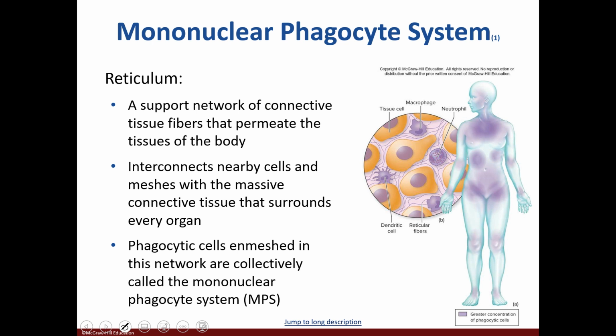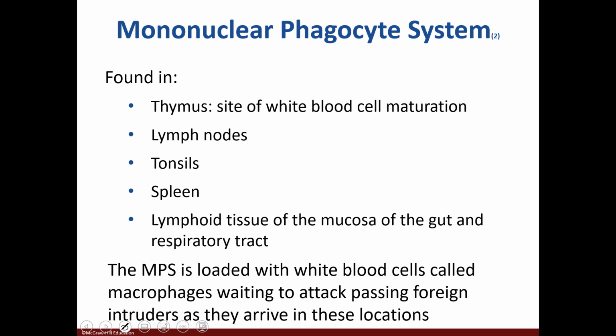Tissues of the body contain connective tissue fibers or reticulum. They connect cells and meshes with the connective tissue. Here we find phagocytic cells. You can see that the degree of shading shows variations in the concentration of phagocytes. This mononuclear phagocyte system can be found in the thymus, lymph nodes, and tonsils, just to name a few. This system consists of phagocytic macrophages just waiting to find a pathogen and attack.